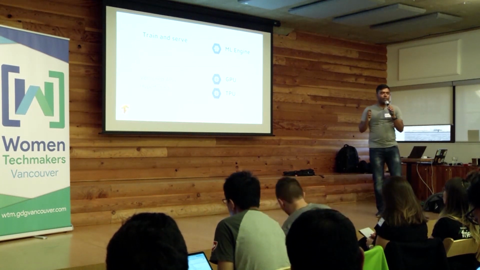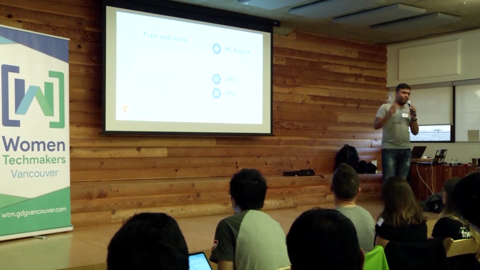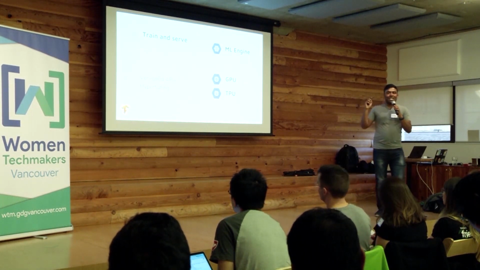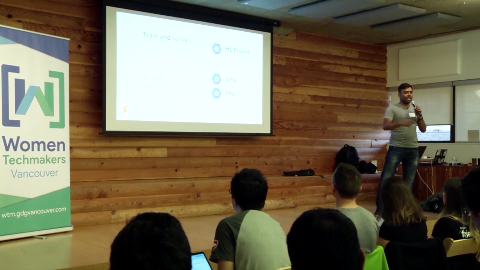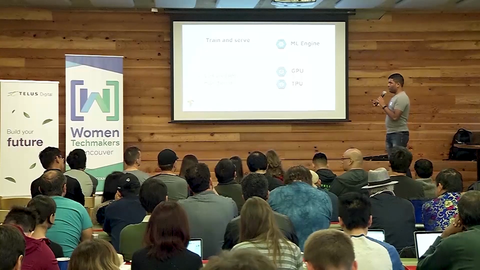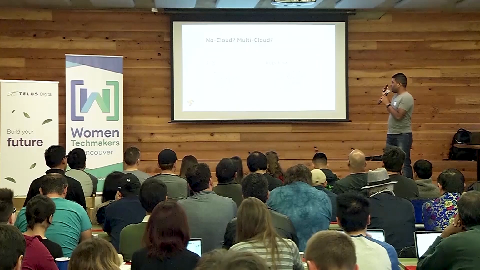Plus, it gives you best-in-class hardware. All the GPUs, all the TPUs. TPUs, tensor processing units, we'll come to that, are available on Google Cloud, best in class. As soon as they come into market, they're available on Google Cloud. Hopefully, it continues that trend. Demo, we will do that later.